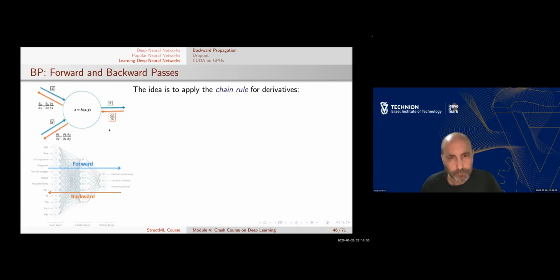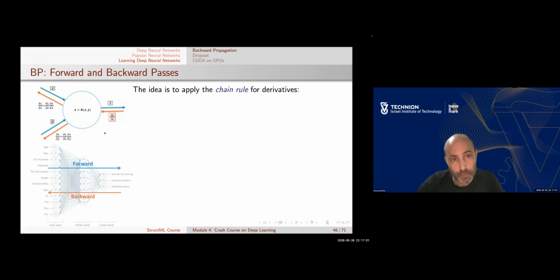So this is how it looks. Two passes in backward propagation, forward and backward. In forward, we basically compute the loss. These are the blue lines. Here we compute the loss with respect to the current values of the parameters. And in the backward step, we actually compute the derivatives.